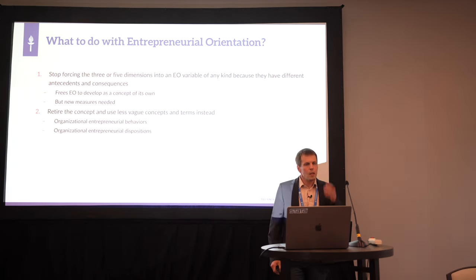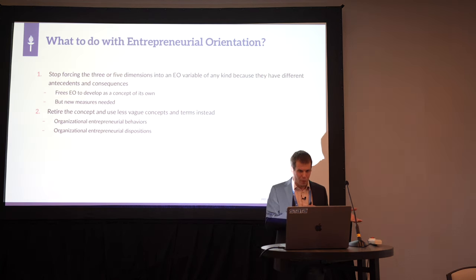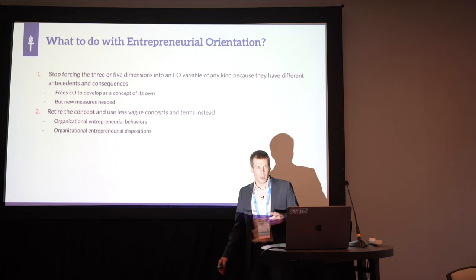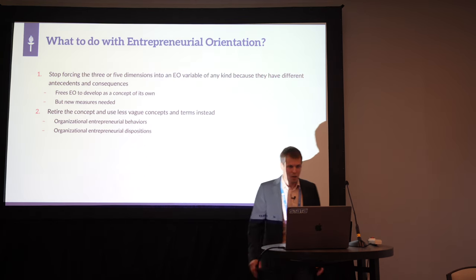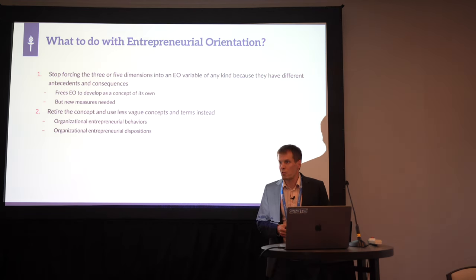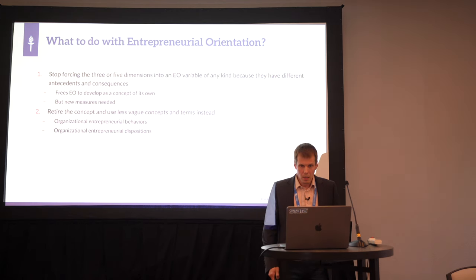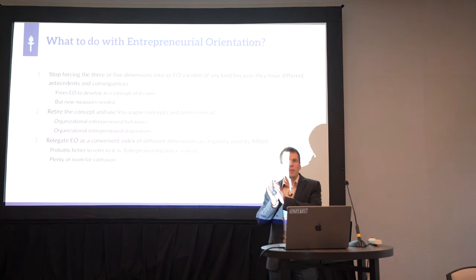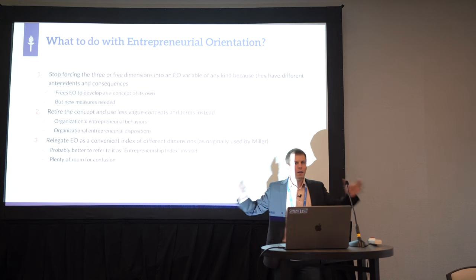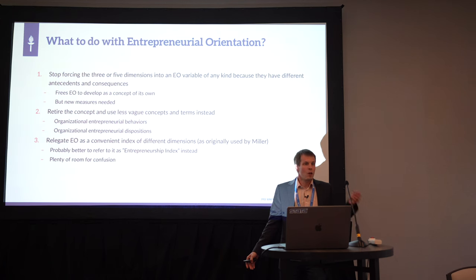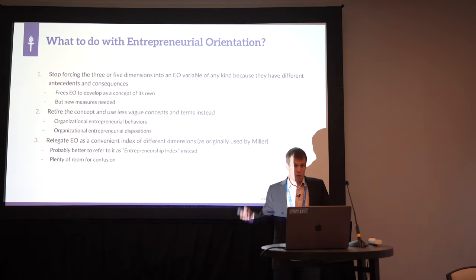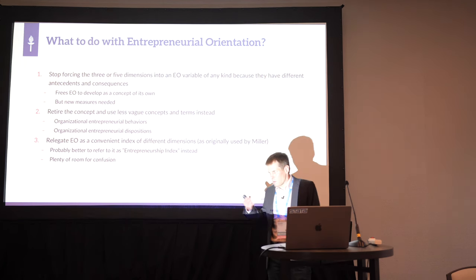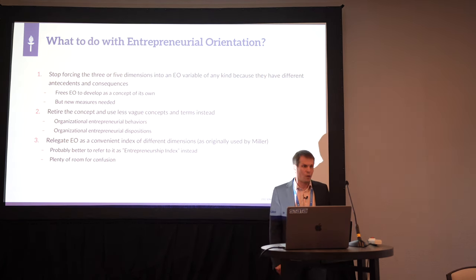The next thing we think about is maybe we should retire the concept of EO. If we use EO to refer to organizational-level entrepreneurial behaviors, why don't we just call them organizational entrepreneurial behaviors or organizational entrepreneurial dispositions instead of EO, which is pretty vague as a term? And then we think maybe we should go back to the roots, to Miller's work, and use EO simply as a convenient index. Sometimes you have so many variables, and maybe entrepreneurship is just a minor thing in your paper, that an index of these dimensions might be a crude measure, like Miller did. But calling this EO would be a bit problematic, because the term has some theoretical meaning. So maybe we should just call it an entrepreneurship index instead of EO.